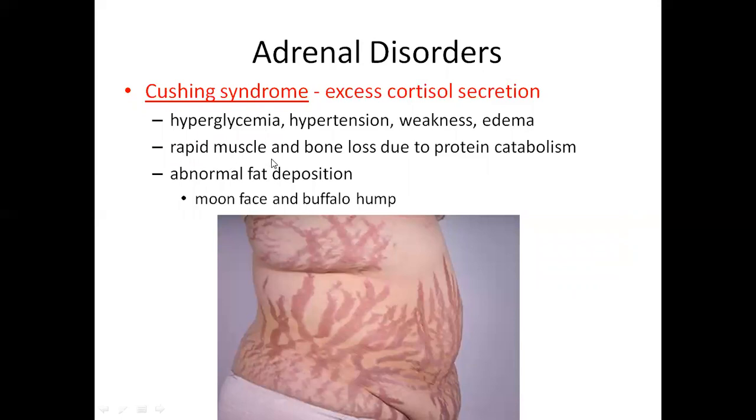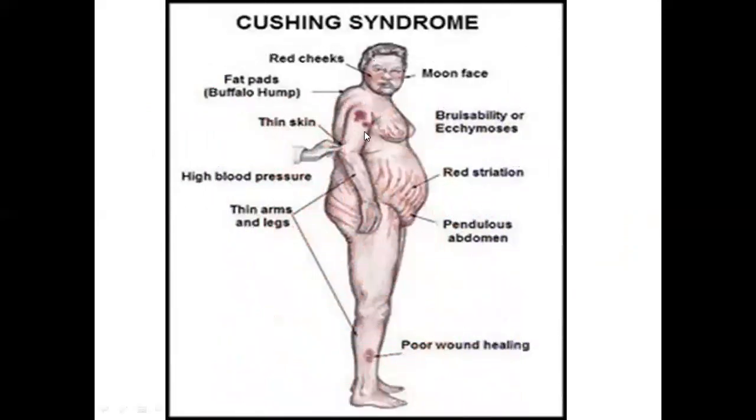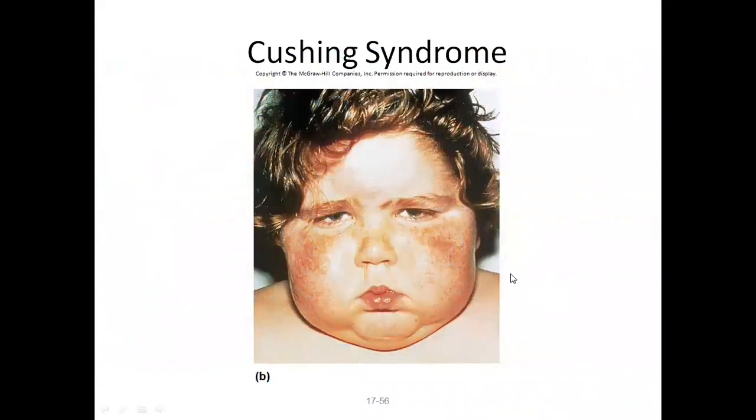So it causes rapid muscle and bone loss due to protein catabolism, abnormal fat deposition, moon face, buffalo hump, purple stripes. Okay, this is moon face, this is buffalo hump. They're all purple stripes, high blood pressure, poor bone healing. You can compare the normal baby with the baby suffering with Cushing syndrome. The moon face and buffalo hump are clearly seen. Okay, that is Cushing syndrome.